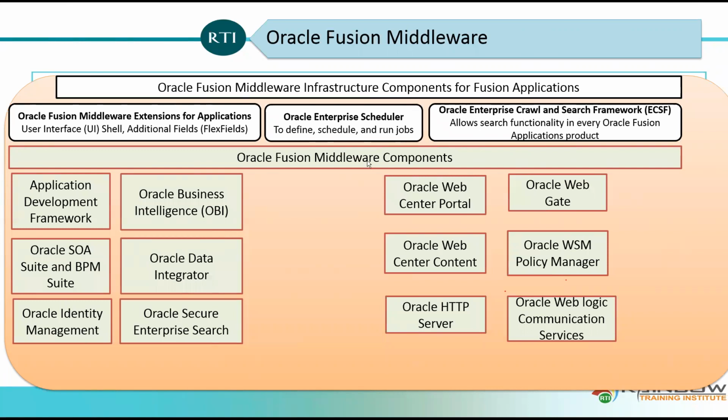Coming to the Fusion middleware components, the first one is Application Development Framework. It is a very important framework. It is a Java Enterprise Edition framework used for application development using Java and deployment in the Fusion middleware. Using ADF, you can create your custom applications, or extend the Fusion applications and deploy them on the Fusion middleware.